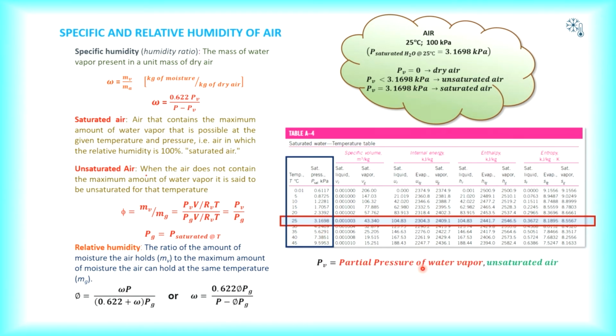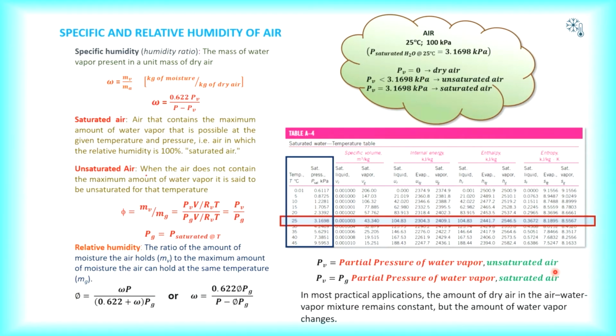So remember, what is PV? Partial pressure of water vapor for unsaturated air. PV approaches PG, the partial pressure of water vapor, when the air is already saturated. Now, in most practical applications, the amount of dry air in the air-water vapor mixture remains constant. Remember, the mass of air here. That is what is explained here.